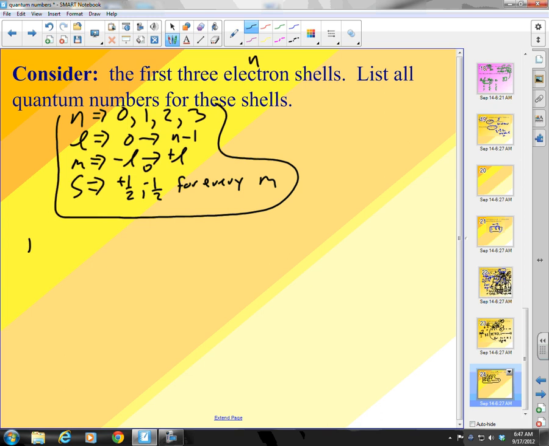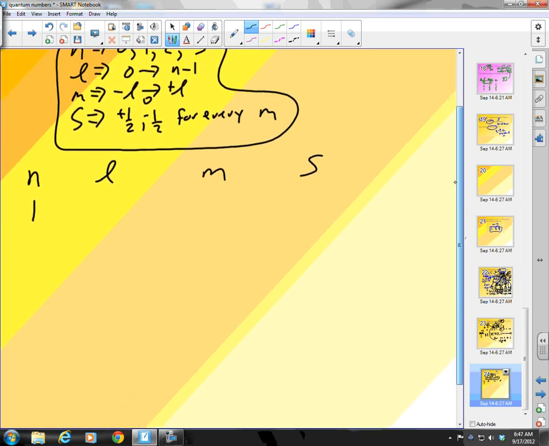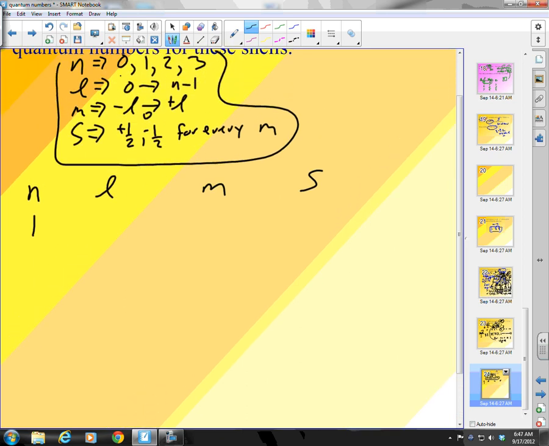Here's N, here are my L's, here are my M's, and here's my S. N equals 1. When N is 1, L is 0 to N minus 1. 1 minus 1 is 0, so L is 0. When L is 0, M is 0, and then I would have a positive 1/2 and a negative 1/2 associated with this, right? Good.